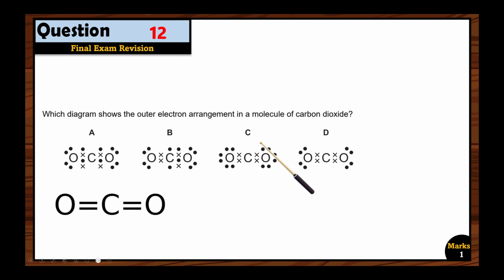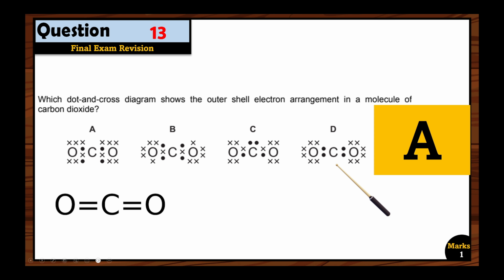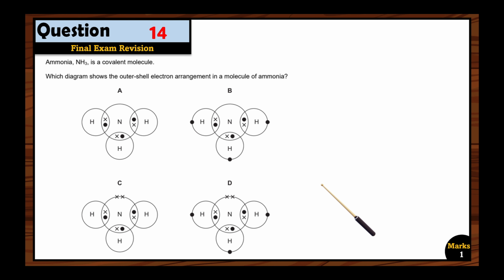Which dot and cross diagram show the outer shell electron arrangement in a molecule of carbon dioxide? Again, we have a different question we have to see again. So 2 cross, we have to see 2 double crosses. Again, it means that 4 electrons shared here and 4 electrons shared here. So if you see, only in this one, we have 4 electrons that are shared. So option A is correct here. B, wrong. Here we have 2 here, 2 here. So that's also wrong. Here we have no sharing of the electrons because it's only for the carbon, but oxygen is not sharing. So option A is correct.